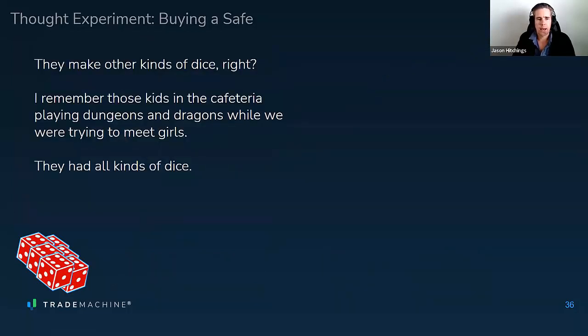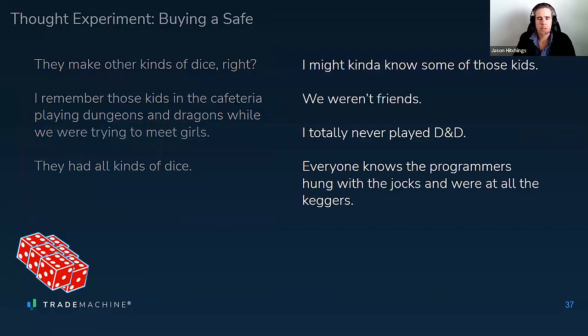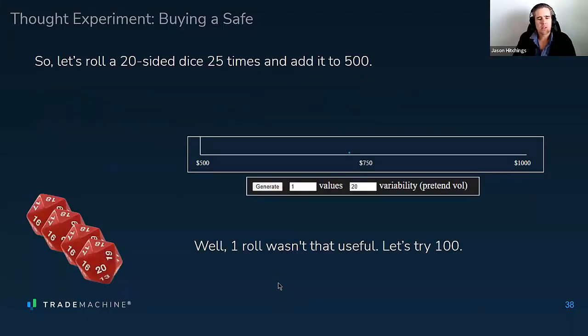I don't know about you, but I remember the kids in the cafeteria in the corner rolling dice. They seemed to have all kinds of dice. To be clear, I was not one of those kids. I did not play D&D. I was hanging with the cool kids. That's what programmers do.